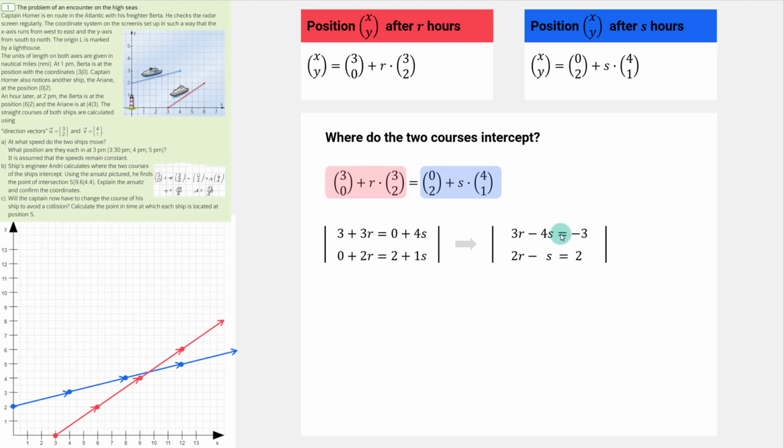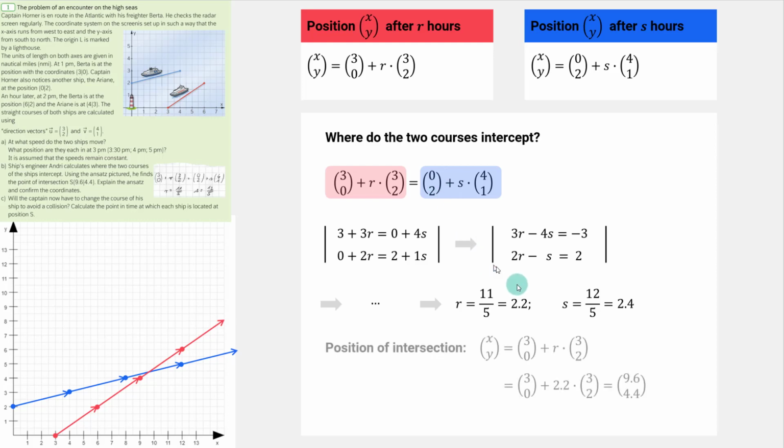Now, we can solve that. You can solve that manually or use your calculator. If you do that, you will get that r is equal to 2.2 and s is equal to 2.4. Now, if you want to know the point of intersection of the two ships, all you have to do is plug this value back into the equation here, right? We know that the intersection will happen at the time 2.2 for the red ship.